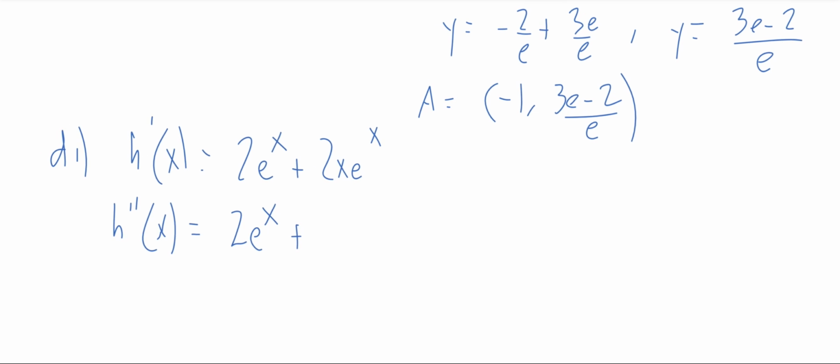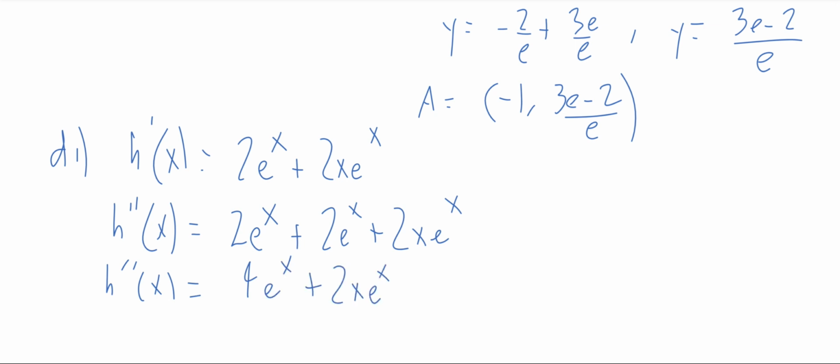So plus 2e to the x plus 2x e to the x. So h double dash x equals 2e to the x plus 2e to the x is 4e to the x plus 2x e to the x.